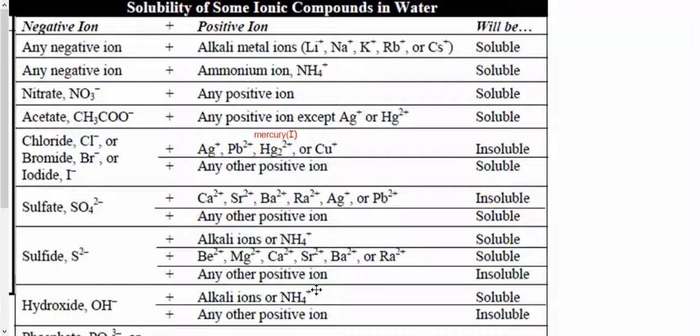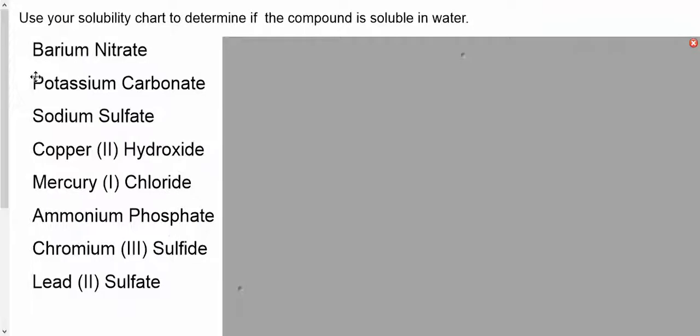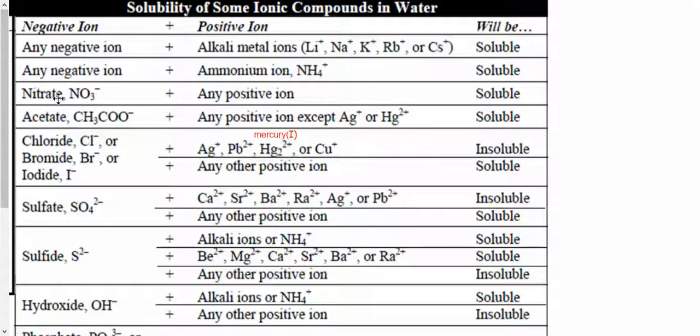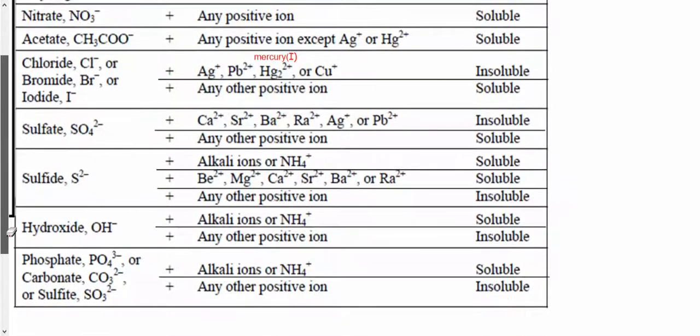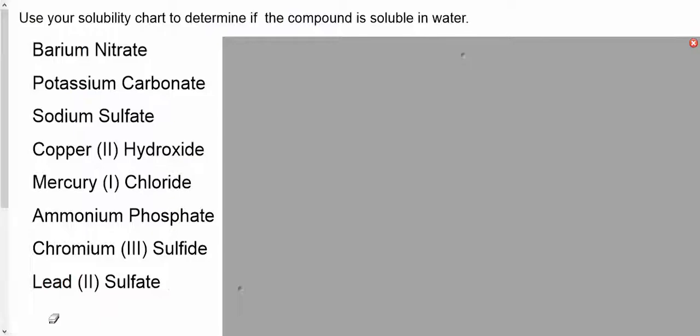Let's do a couple of examples. Barium nitrate. I'm going to look at nitrate because nitrate's a negative ion. Let's go back to the solubility chart and find nitrate. It says that any positive ion is soluble with nitrate. So nitrates are soluble. So barium nitrate we would expect to be soluble.